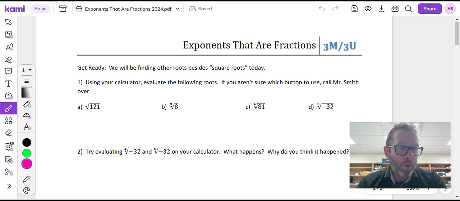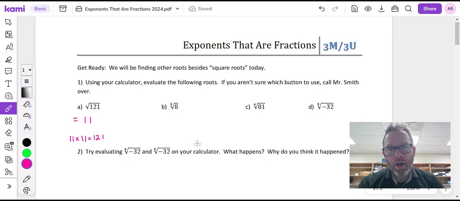In order to get ready for what we're doing today, and you'll just have to trust me on why this is necessary, we need to, on our calculators, get used to evaluating some roots that aren't square roots. Most people have experience using their square root button, like from Pythagorean theorem and other grades. The square root of 121 is 11, and that's true because it's 11 times 11. That's equal to 121.